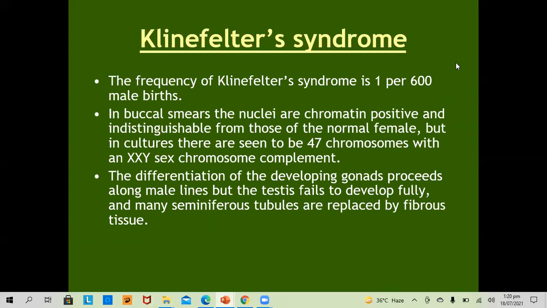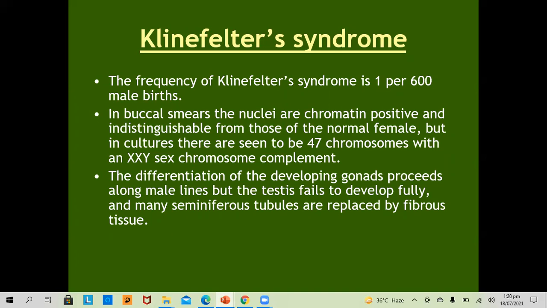The second chromosomal abnormality syndrome is the Klinefelter syndrome. Frequency of Klinefelter syndrome is 1 per 600 male births. So it is also not an uncommon condition. In buccal smear, the nuclei are chromatin positive and indistinguishable from those of normal female, but in culture, there are seen to be 47 chromosomes with an XXY sex chromosome complement.